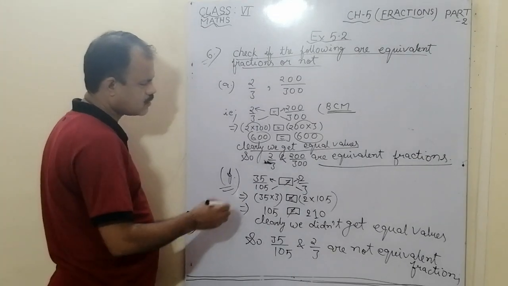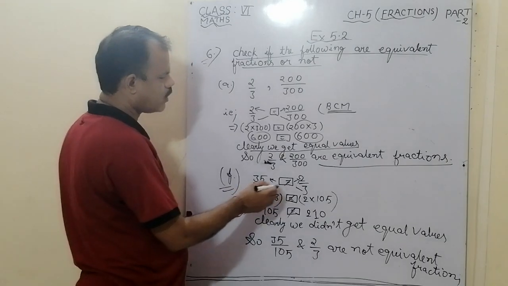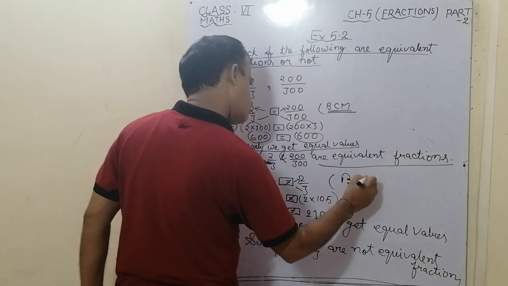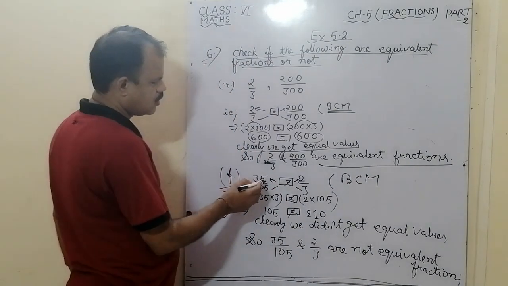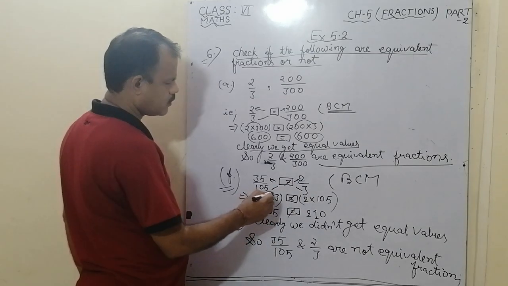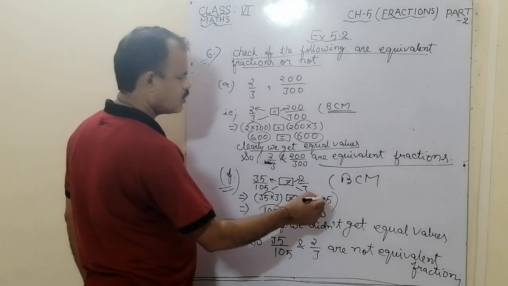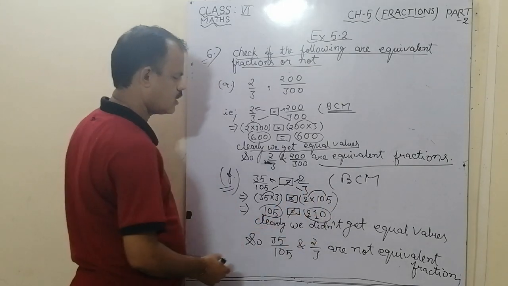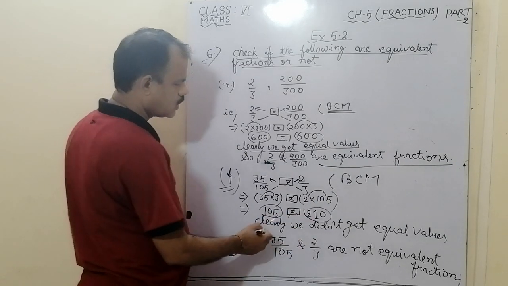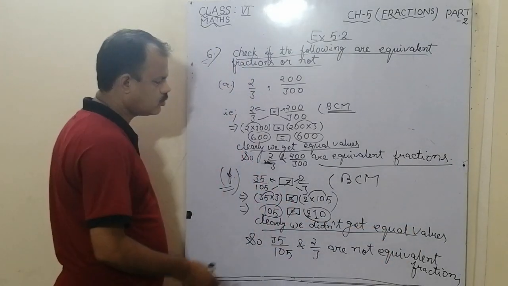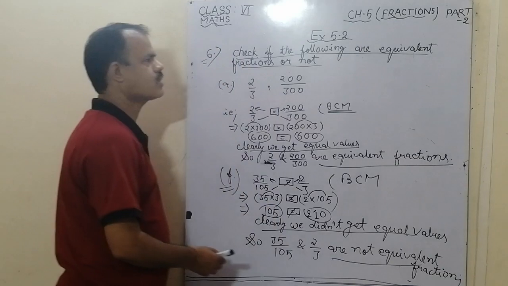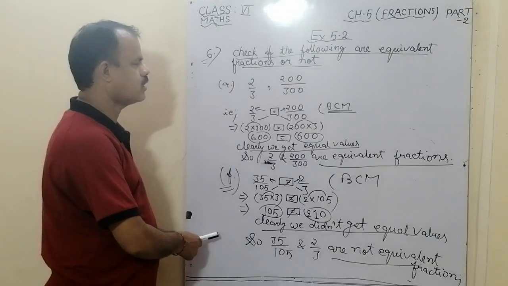See one more part, F part, 35 by 105 and 2 by 3. In the same way we have to do it using cross multiplication. So 35 into 3 and 2 into 105. 35 into 3 becomes 105 and 105 into 2 becomes 210. Here you see both the values are different, so they are not equal. Clearly we didn't get equal values, so 35 by 105 and 2 by 3 are not equivalent fractions. In this way you have to solve the remaining parts.